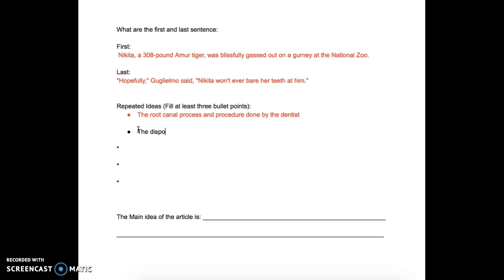The disposition of animals, how it seems that they're happy, but oftentimes if they're in pain, they're not. They don't really make their pain known. How they don't make their pain known.